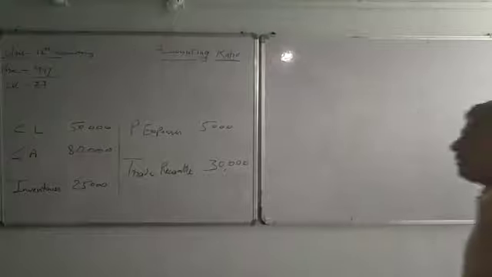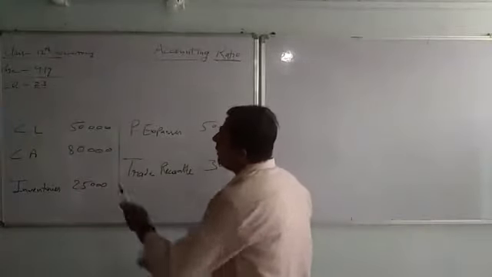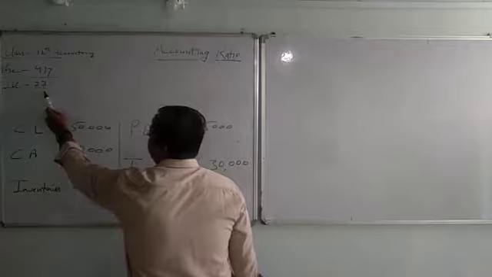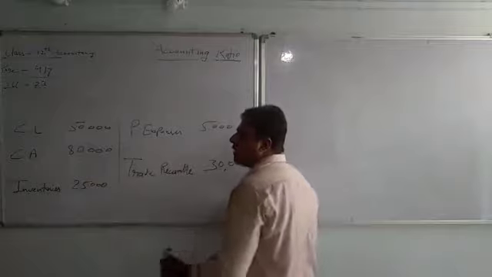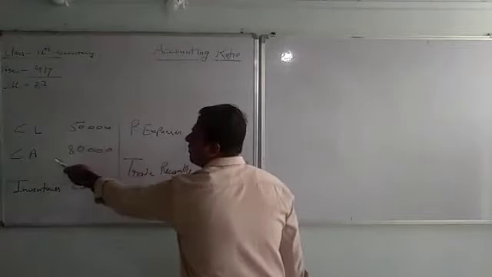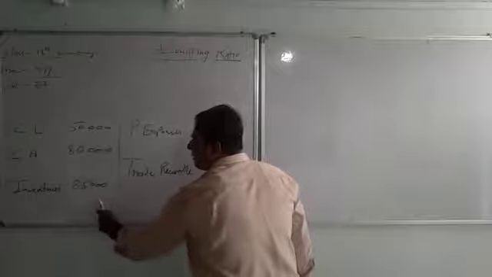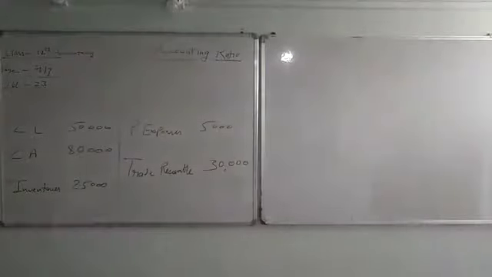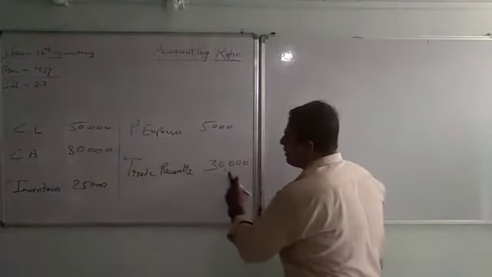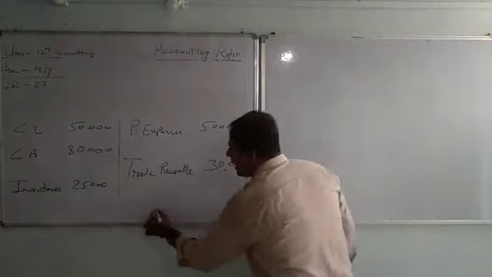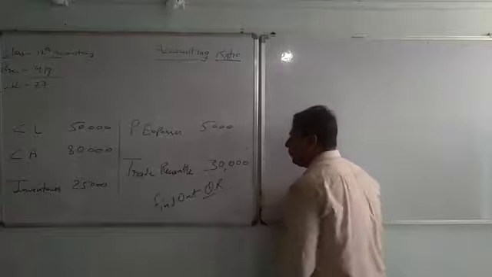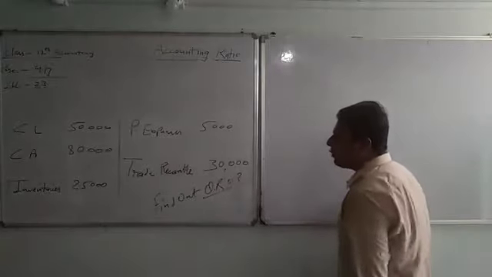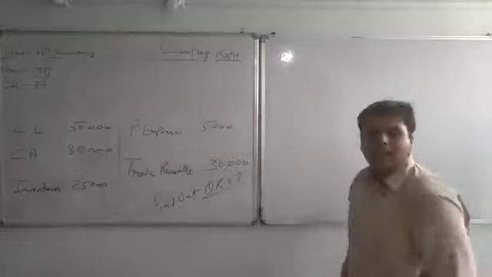Come to illustration number 23. Here we are on page number 4.17, illustration number 23. Some information is given to us in the question. Current liability 50,000, current asset 80,000, inventory 25,000, prepaid expenses 5,000, trade receivables 30,000, and we have to find out the quick ratio. So how to find the quick ratio? Quick ratio can be renamed as liquidity ratio.